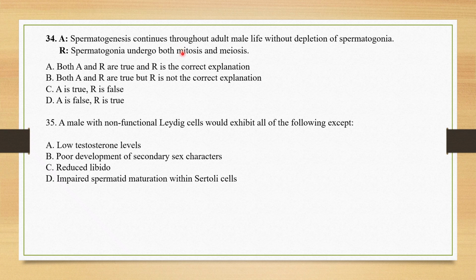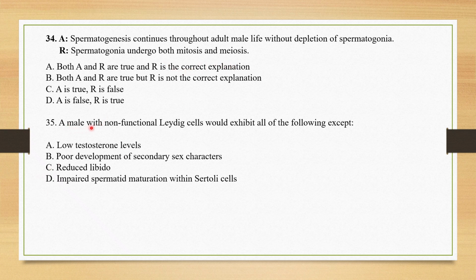Spermatogenesis continues throughout the adult male life without depletion of spermatogonia. Reason: spermatogonia undergo both mitosis and meiosis. Here both the statements are true and R is the correct explanation.